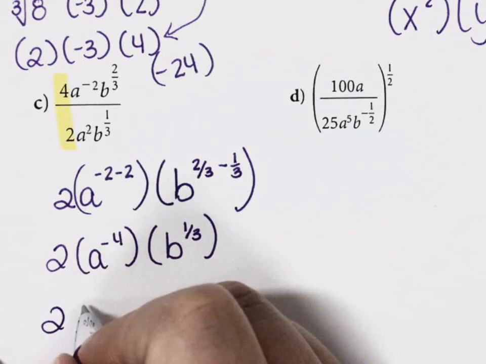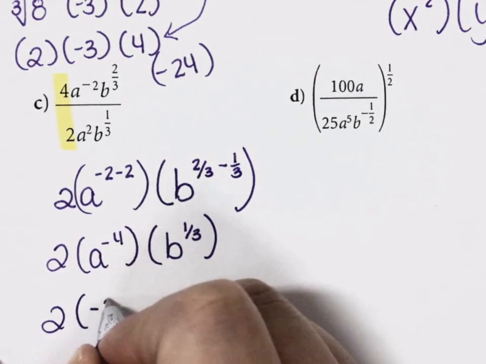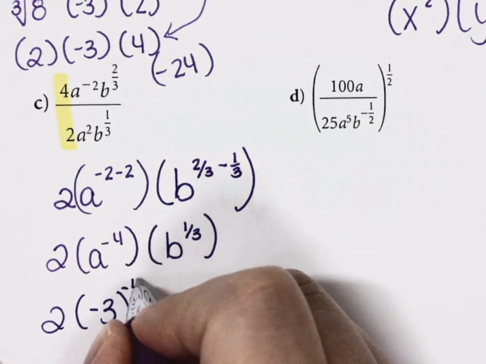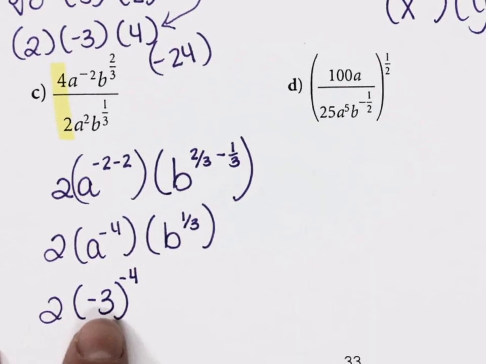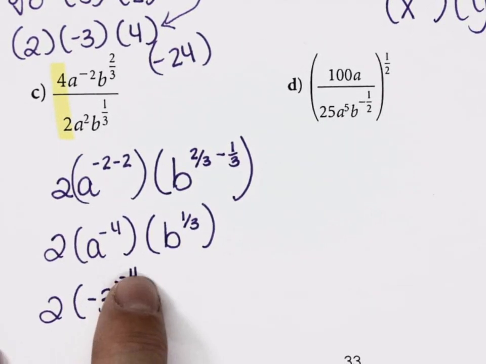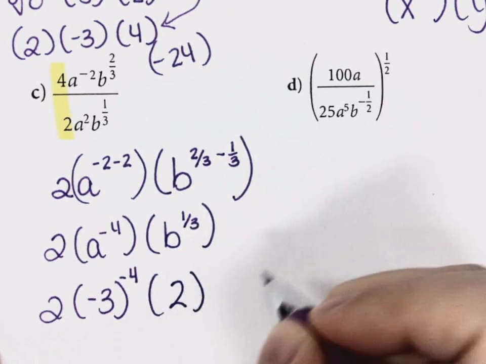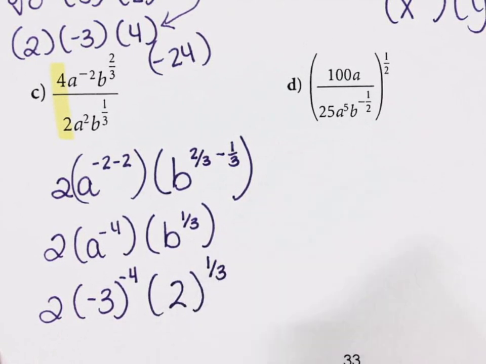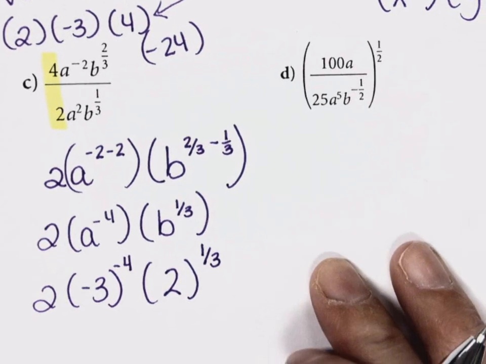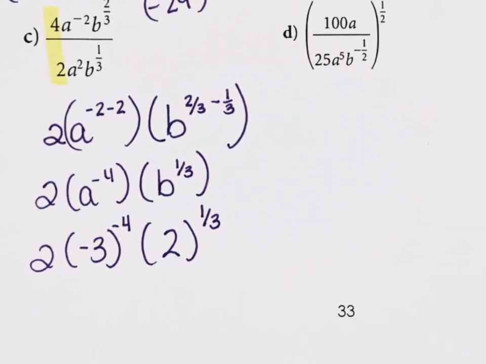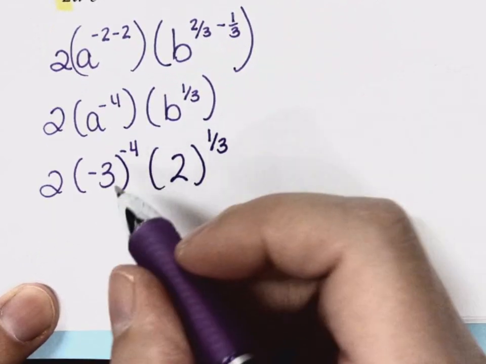So we've got 2, negative 3. I'm going to put that negative 4 outside just because the negative 3 is my base and the negative 4 is applied to the whole thing. And then I have 2 to the 1/3. Yuck, that's not going to be fun, but it'll kind of be fun. Okay, I think it'll be fun. You guys are just going to have to bear along with me.